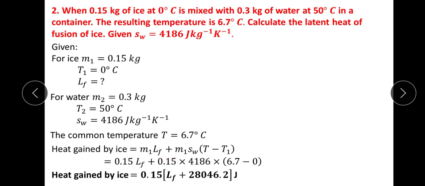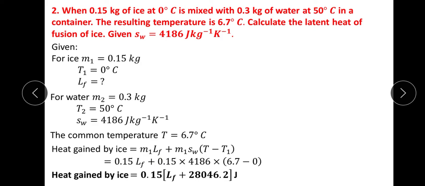Plus, now the 0 degree Celsius water, that has to be converted into 6.7 degrees Celsius. So for that, the heat energy absorbed is this M1SW into T minus T1. Therefore, by absorbing this one and this one, this much of energy, the ice is converting into 6.7 degrees Celsius water. Therefore, let us substitute the values here. M1 is 0.15, LF is written as it is.